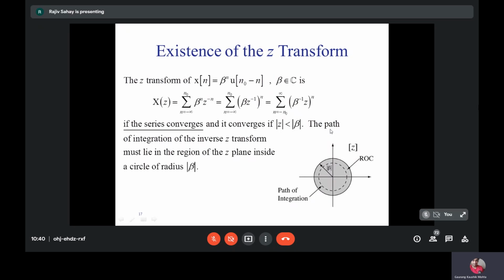So the path of integration of the inverse z transform must lie in the region of the z plane inside the circle of radius mod beta. Earlier, for the other exponential, it was outside the circle. Now it will be inside this circle. So the ROC goes inside the circle. We see that for left hand side complex exponentials, the ROC is a disk with radius r, the region inside the disk, whereas for right hand side complex exponentials, the ROC is outside a particular r.